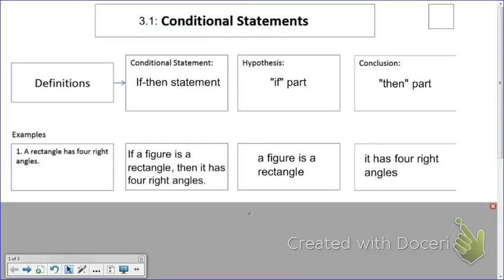So you can start out with a statement: a rectangle has 4 right angles. We can turn that into a conditional statement by putting it in if-then form. So, if a figure is a rectangle, then it has 4 right angles. The hypothesis is going to be the words following the if. So in this case, the hypothesis is a figure is a rectangle. The conclusion is going to be what is following then. So therefore, the conclusion here is it has 4 right angles.